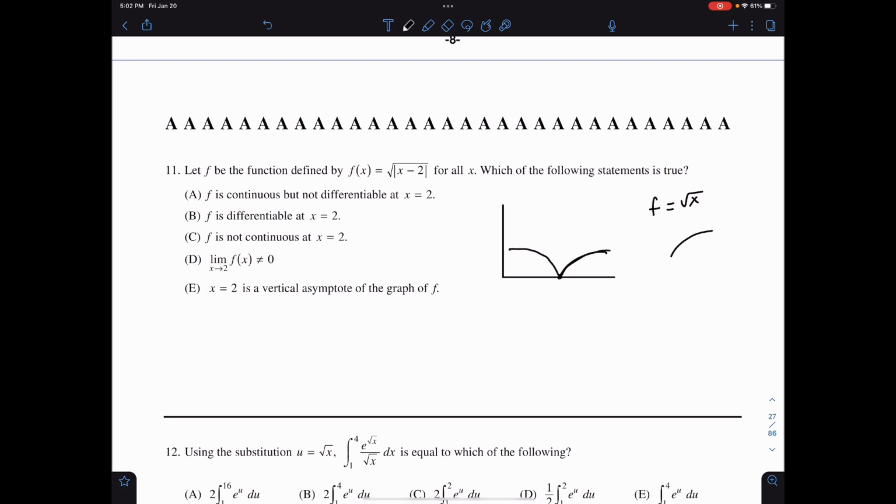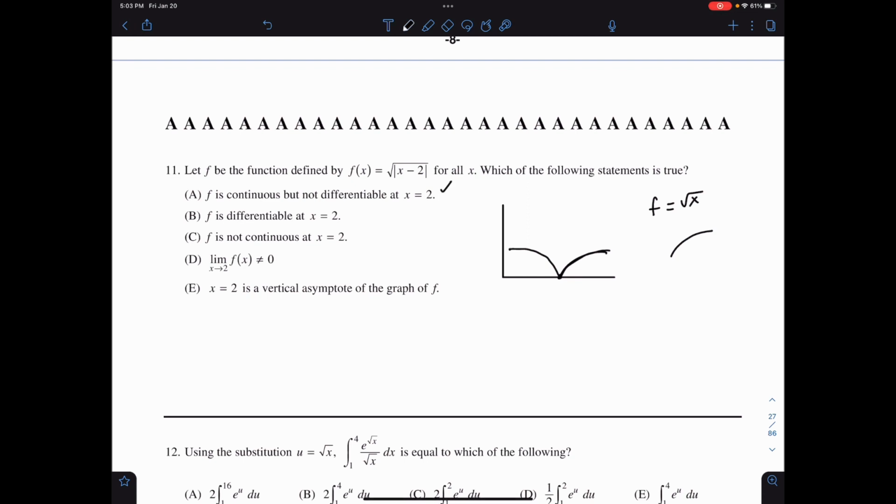All right. So let's look at each statement. The first statement says that f is continuous but not differentiable at x equals 2. So this is continuous because the limit from both sides approaches the same value, and that limit is equal to the value at that point. And looking at this, it doesn't look like we can differentiate it, because what would the slope be at this point? So to be honest, this one looks true.